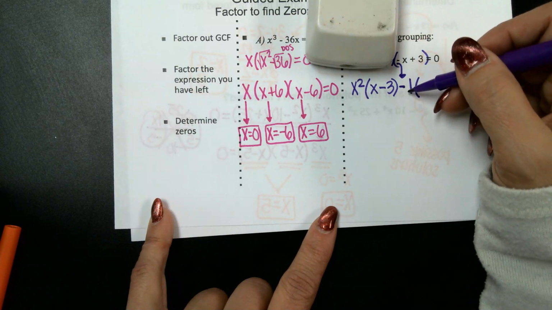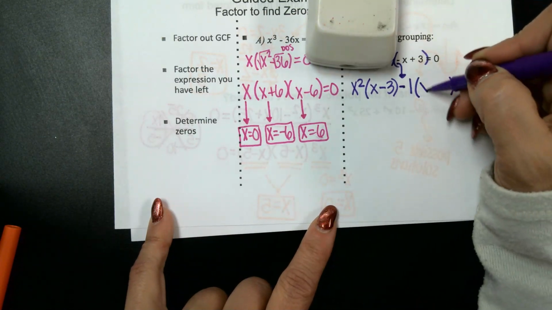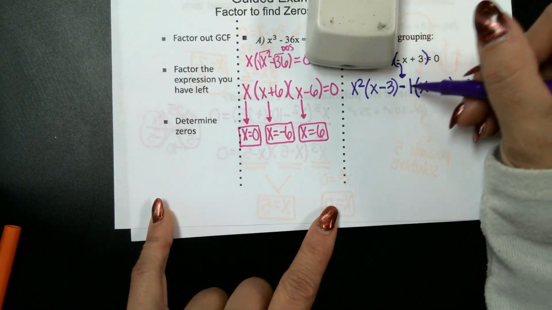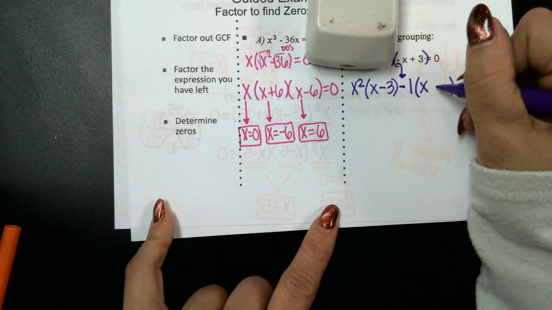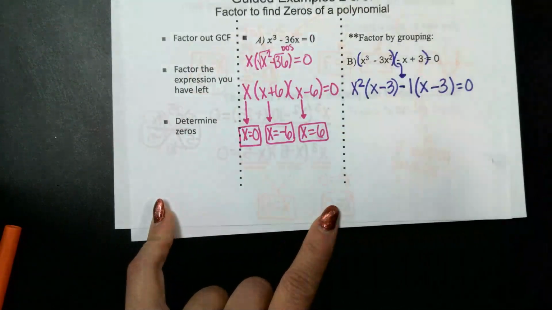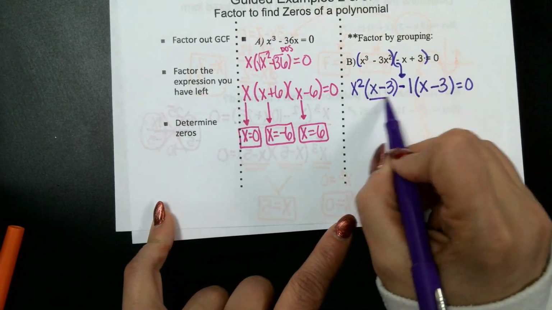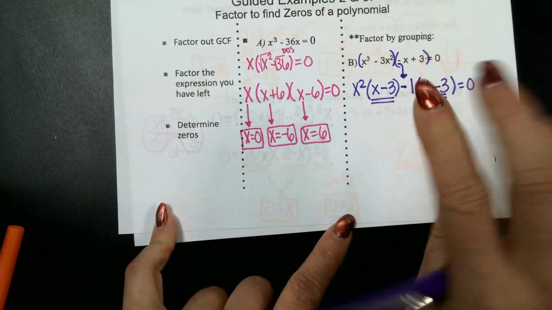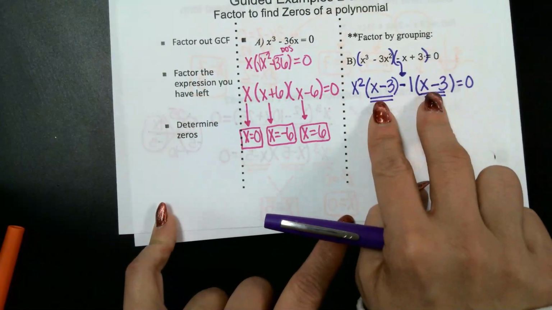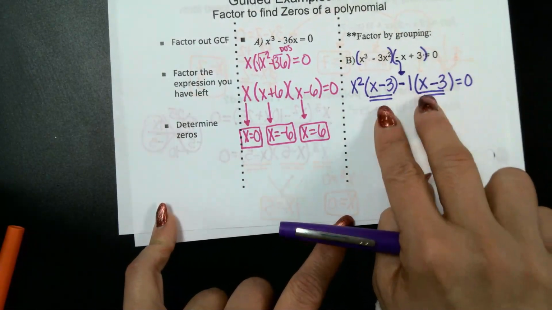So what is a negative x divided by negative 1? Negative divided by negative is positive 1x. And then what's positive 3 divided by negative 1? Negative 3. And if you have already forgotten about grouping, when you group and factor, these 2 right here should always be identical. If they're not, then you did something wrong.